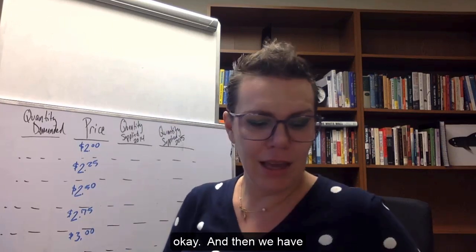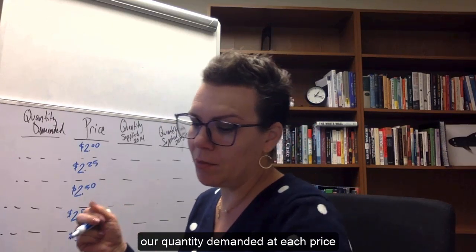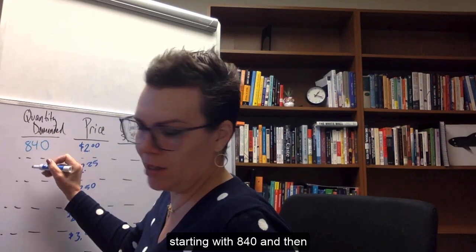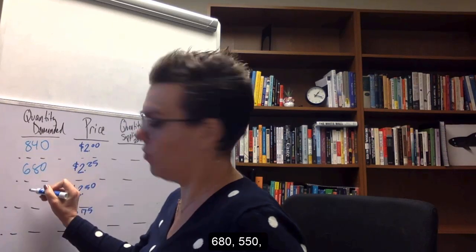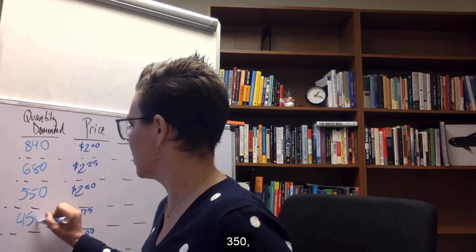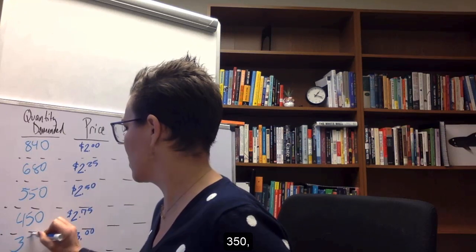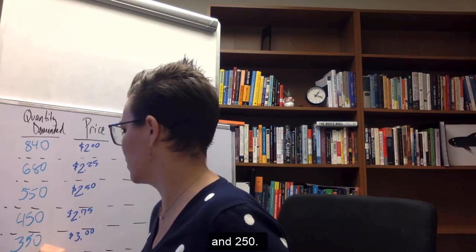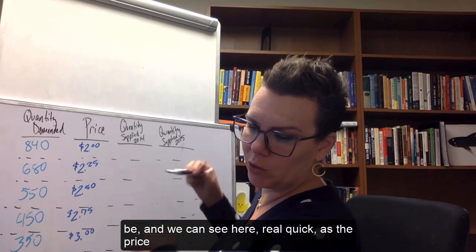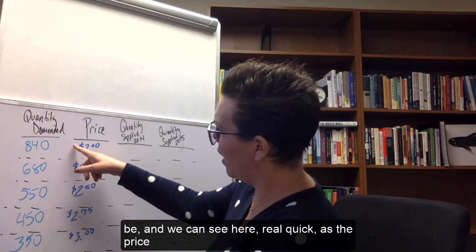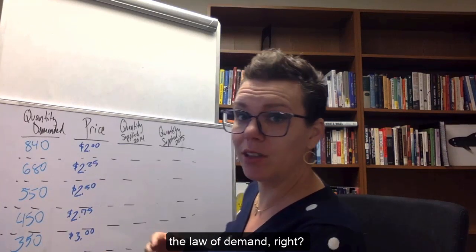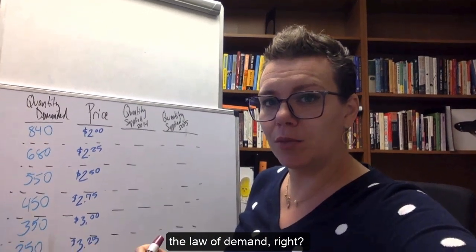Okay. And then we have our quantity demanded at each price, starting with 840, and then 680, 550, 450, 350, and 250. Quantity supplied in our first period is going to be, and we can see here real quick, as the price goes up, quantity demanded goes down. It's obeying the law of demand, right? Let's get that a little bit better.